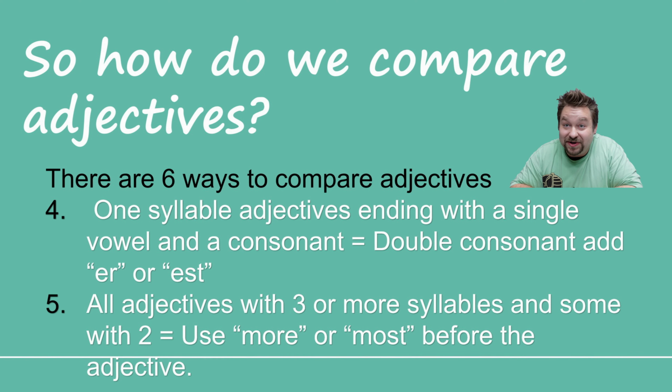So that's really long. I had to read that. But once you practice it, it's easy. You're like, oh, I doubled this, okay? So double the consonant and add ER, EST, right? Taller, fattest. Yeah. Okay. Now, number 5, all adjectives with 3 or more syllables, long words, right? Long adjectives. And some with 2, which you remember, okay? Use more or most before the adjective. So this is the first one that changes that ER, EST pattern.